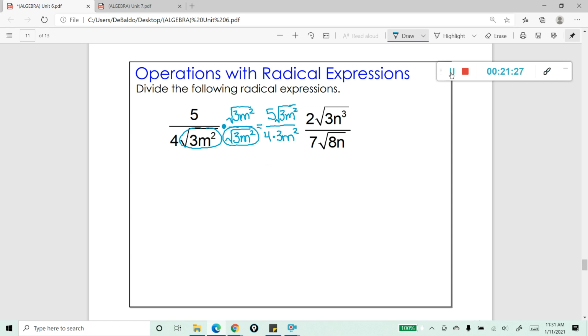You see that? Now I'll take it one more step. Okay, I'm going to write it down here. So I have 5 root 3m squared divided by 12m squared. All right, this is where we want to take the numerator, come off to the side and simplify it. So I've got 5 times root 3 times m squared. And the only thing that can simplify there is the m squared. So let's go ahead and do that, giving me a solution of 5m root 3.